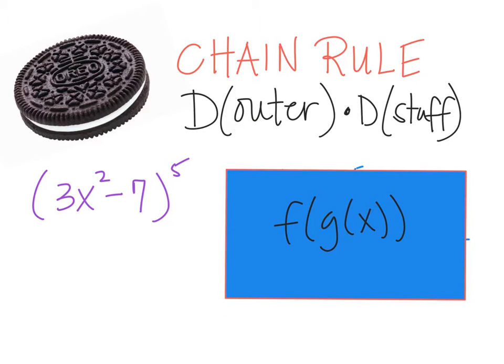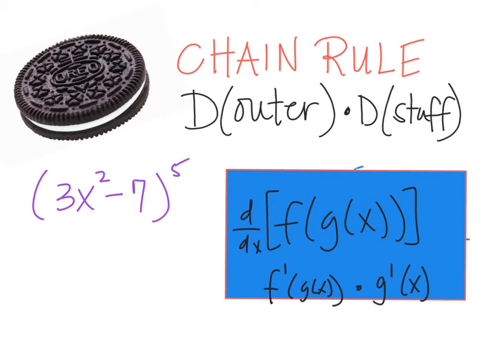And the derivative of f of g of x is f prime of g of x multiplied by g prime of x. D outer, d stuff: the derivative of the outside function multiplied by the derivative of the inside function. So how would this look for a question like this?